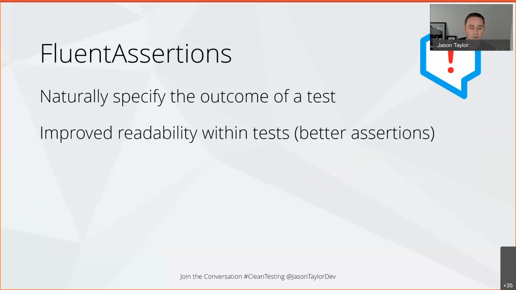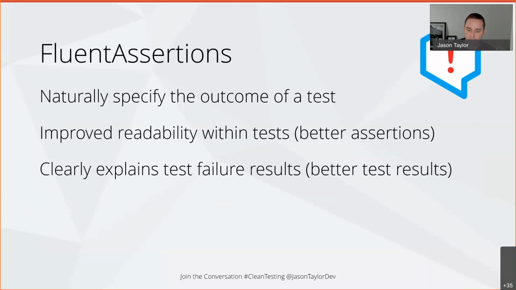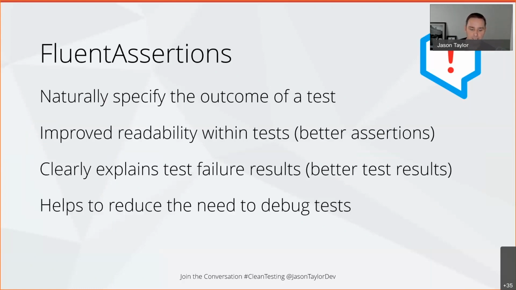So not only that, one of the greatest things about Fluent Assertions is that it clearly explains the test failure results. You get better results, and this means that you're going to spend less time in the debugger. So how many times do you see a test fail and you jump straight to the debugger because you don't really have enough information to resolve it, without hitting that breakpoint?